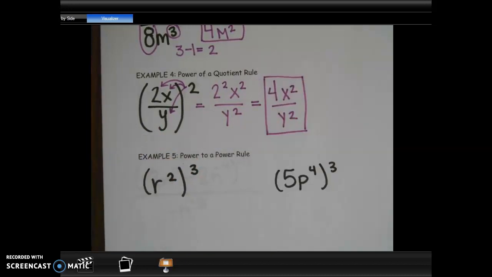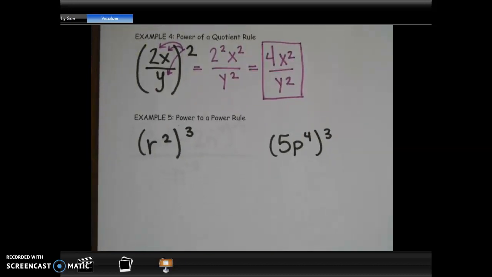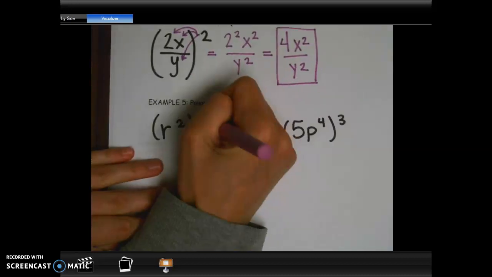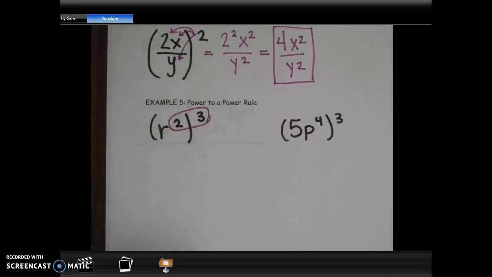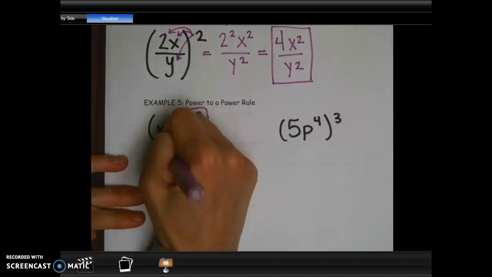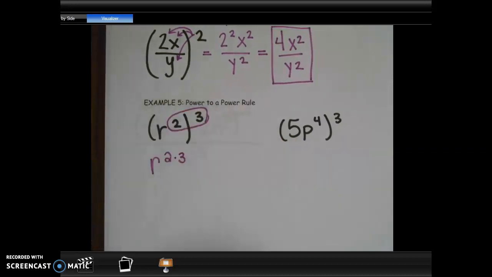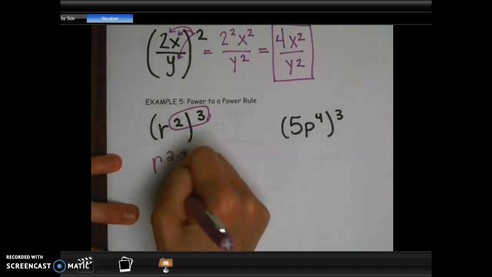All right. Example 5, power to a power. Now remember, if it's outside the parentheses, it's going to go to everything. And remember, whenever you do a power like this, you're going to end up multiplying. So this is like saying 2 times 3. Well, what's 2 times 3? It's 6.